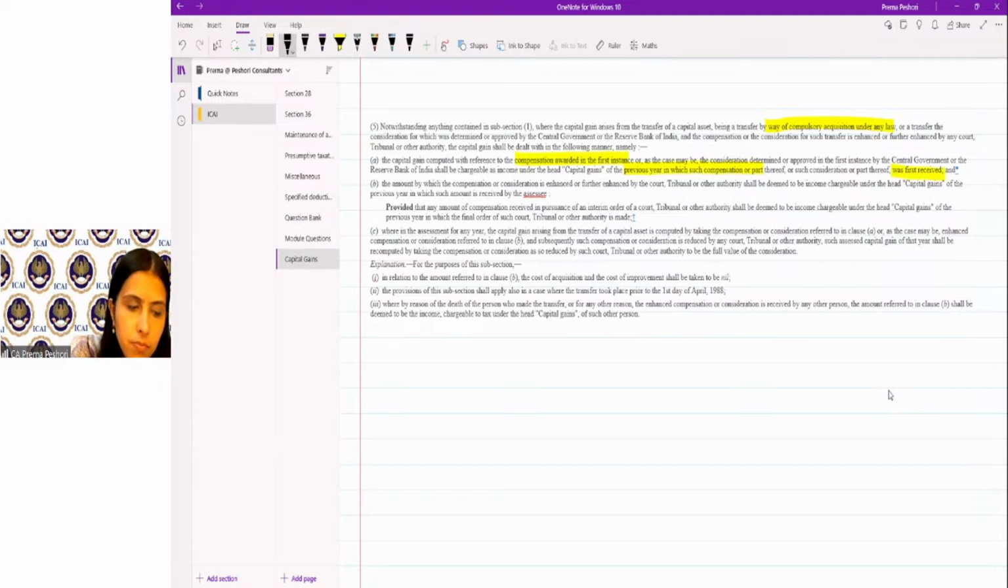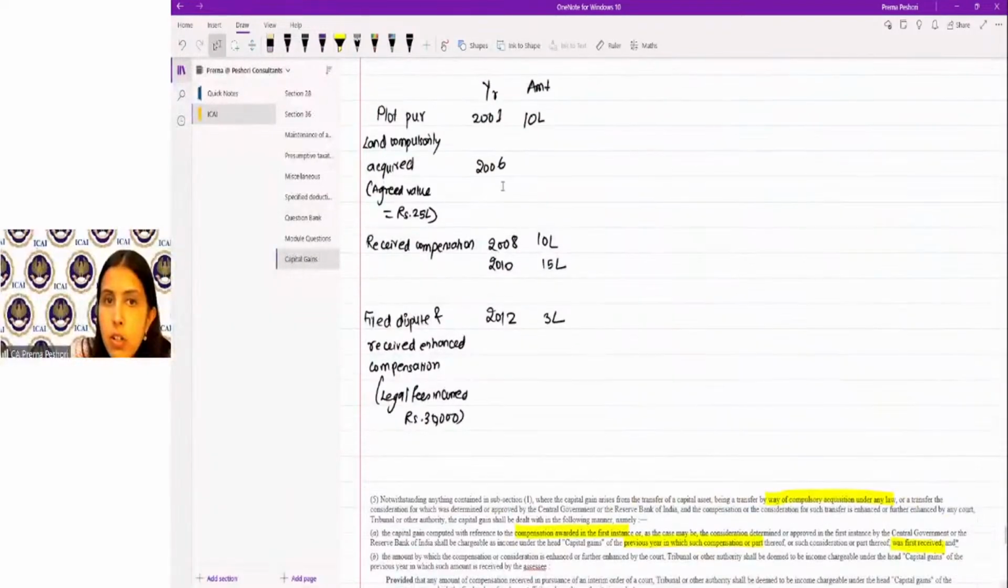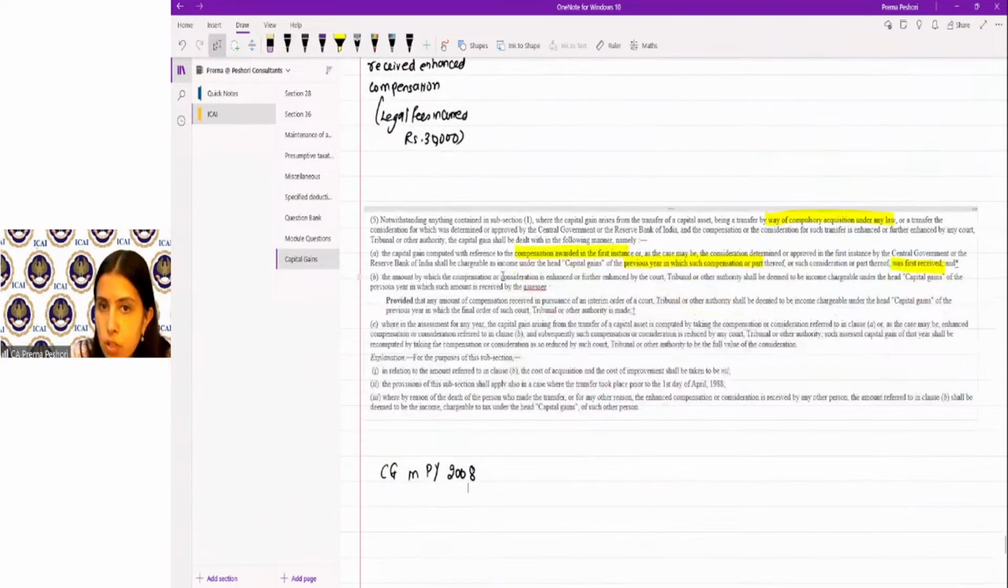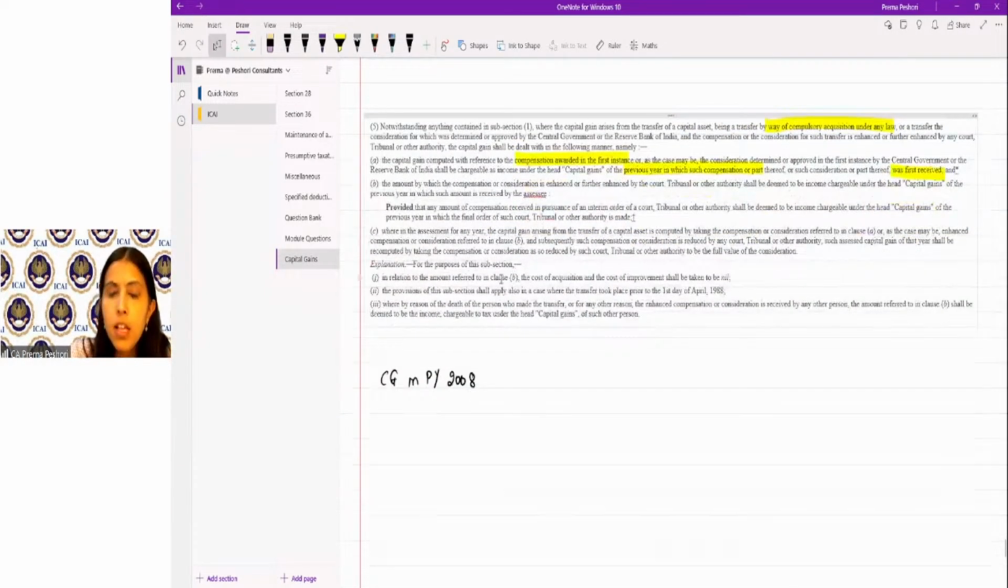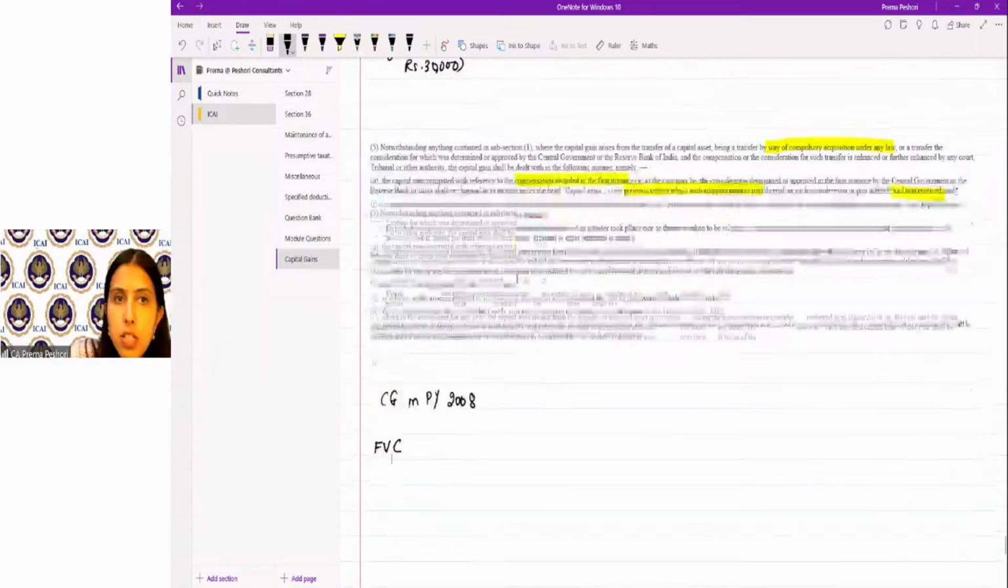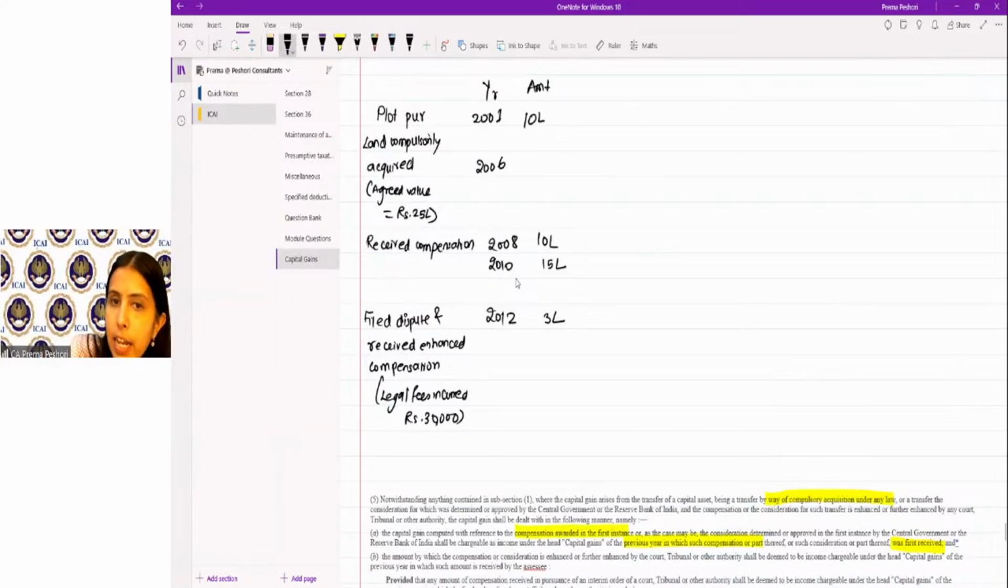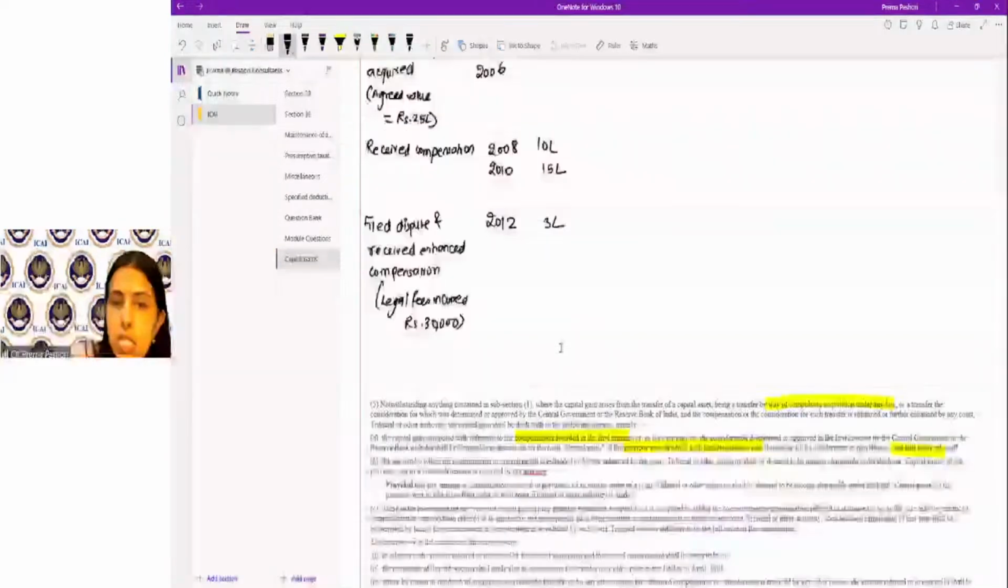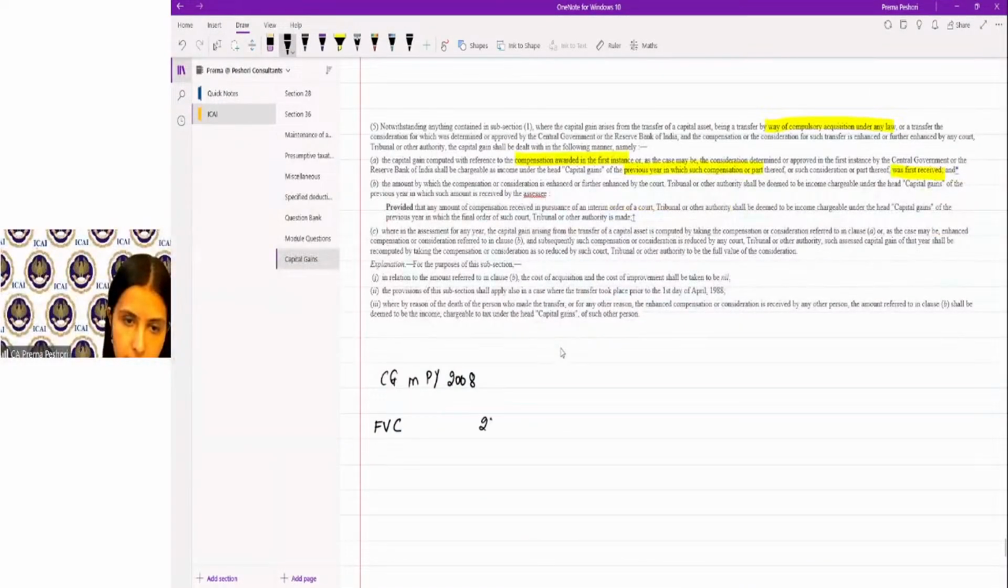So meaning capital gain in the previous year 2008. This will be chargeable in the year 2008. Clear? When I receive the first compensation. Clear? Are we clear? So in the year 2008, what will be my full value of consideration? Will I consider 10 lakh or 15 lakh? Or will I consider 25 lakh? I will consider 25 lakhs.